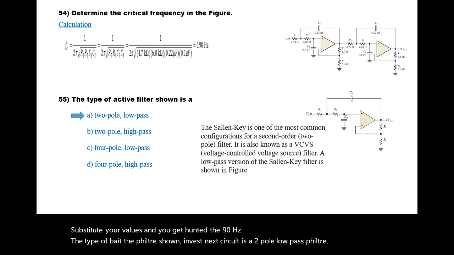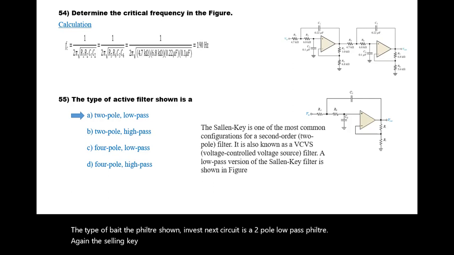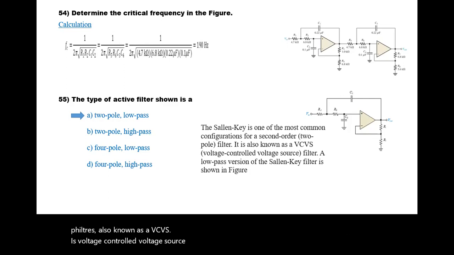Again, the Sallen-Key is one of the most common configurations for the second-order, 2-pole filters, also known as a VCVS, voltage-controlled voltage source filter. A low-pass version of the Sallen-Key filter is shown in this particular figure.